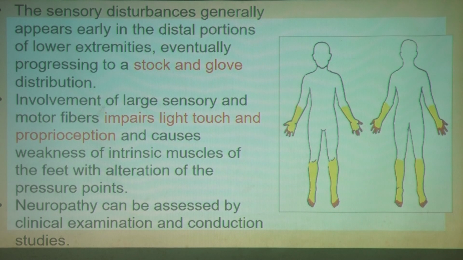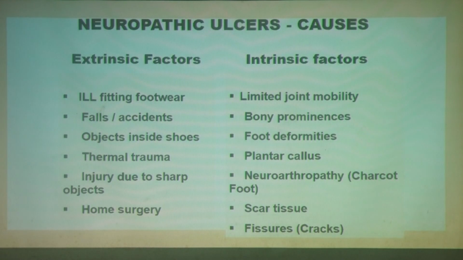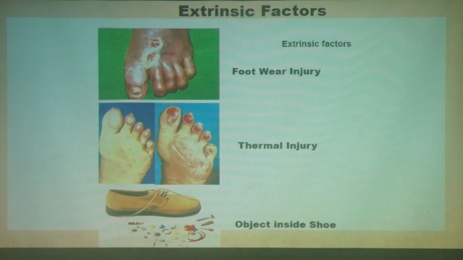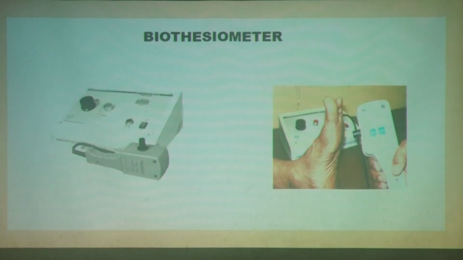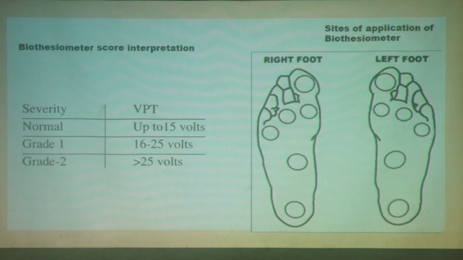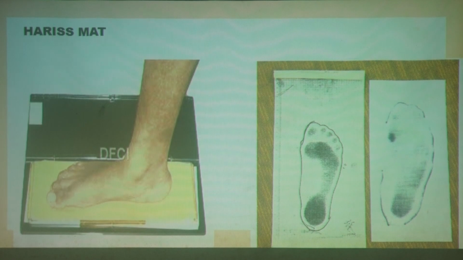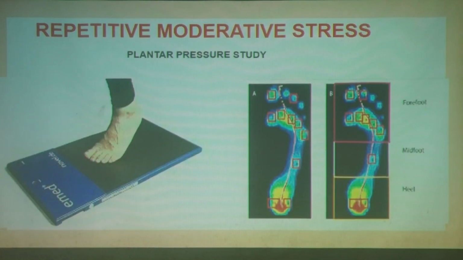Neuropathy can be assessed by clinical examination and conduction studies. Neuropathic ulcers have intrinsic factors: limited joint mobility, bony prominences, foot deformities, plantar callus, neuroarthropathy, scar tissue. The extrinsic factors are footwear injury, thermal injury, objects inside the shoes. Intrinsic factors include claw toes, plantar callus, fissures. The routine examination will be explained in the following video. You can see the altered pressure points. It is a simple test we can do for each and every patient in our clinic.